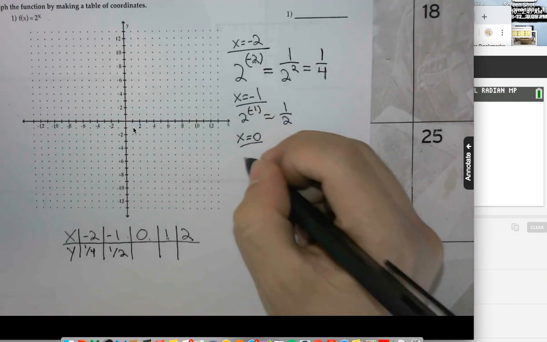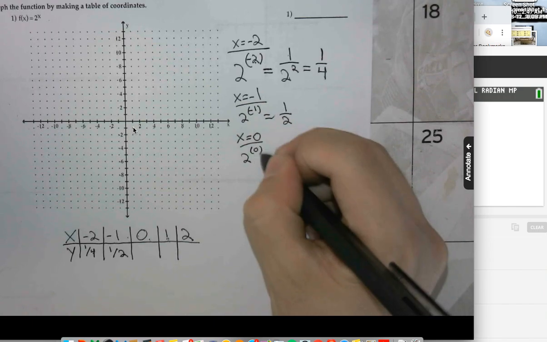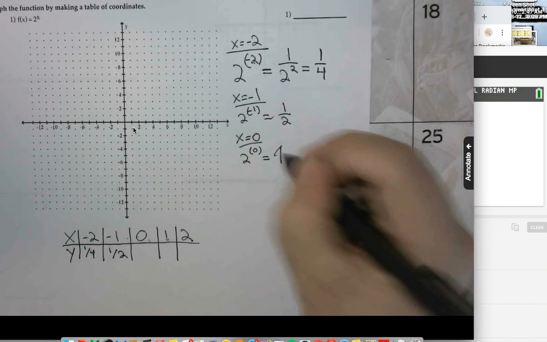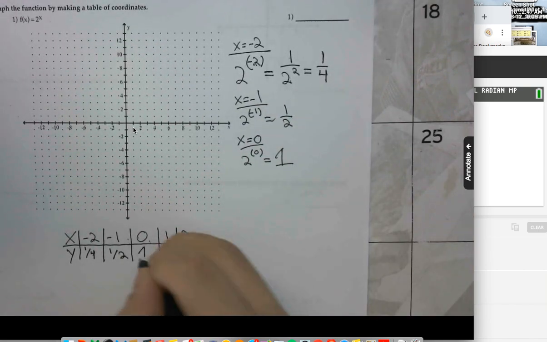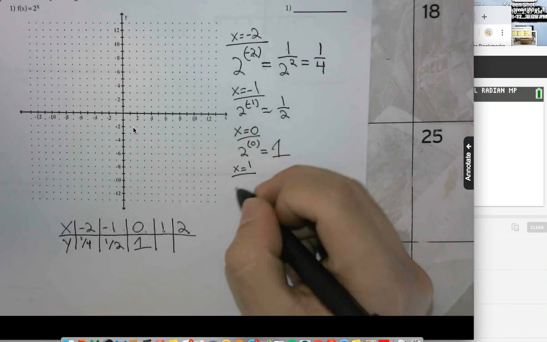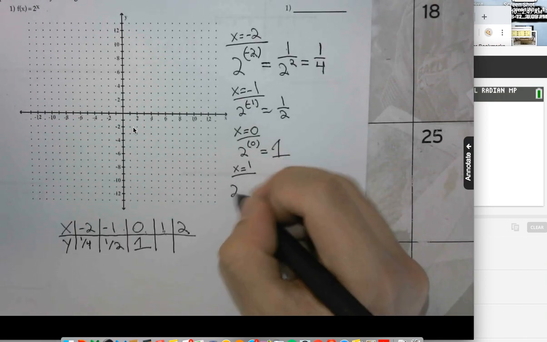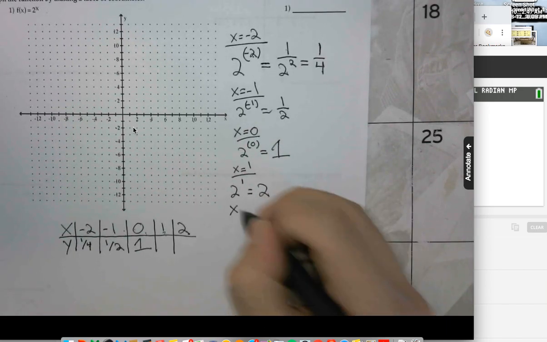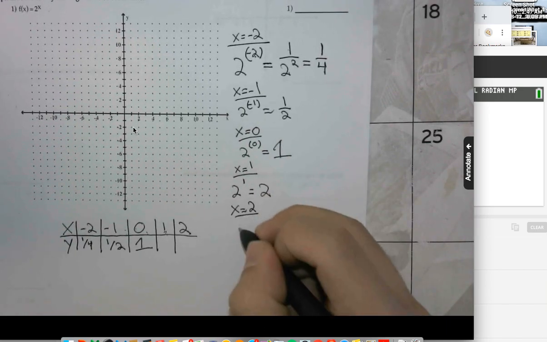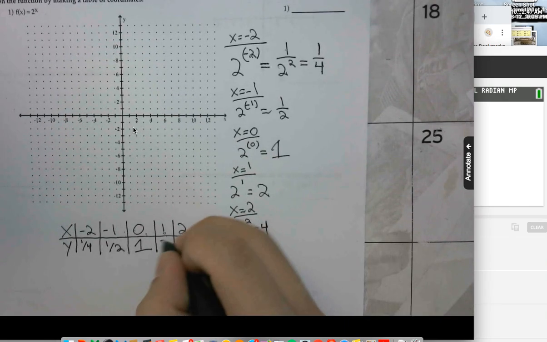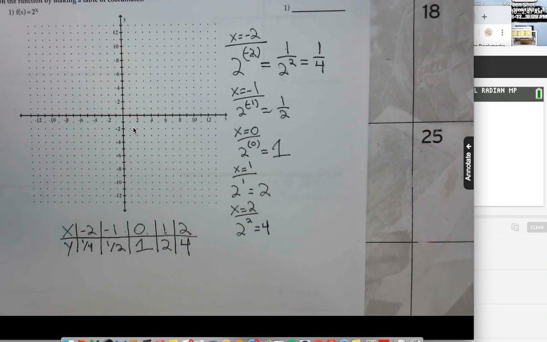When x is 0, this is a crucial property. Anything to the 0 power is 1. Anything else? Yeah, when x is 1, plugging in for that exponent, 2 to the first power is just 2. When x is 2, we'll wrap this one up. 2 squared is going to be 4. Cool. So we've got these 5 points.